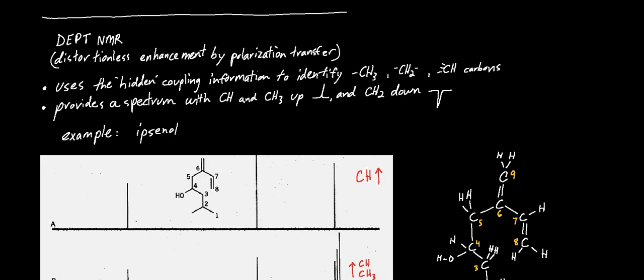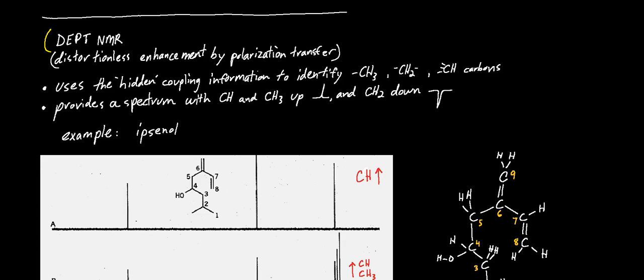This video is really a continuation of carbon-13 NMR. We're going to be looking at DEPT NMR, and that stands for distortionless enhancement by polarization transfer. What that kind of means is that the signals from carbon are enhanced by transferring magnetization, basically, from the protons, which are much more abundant and visible in the NMR.